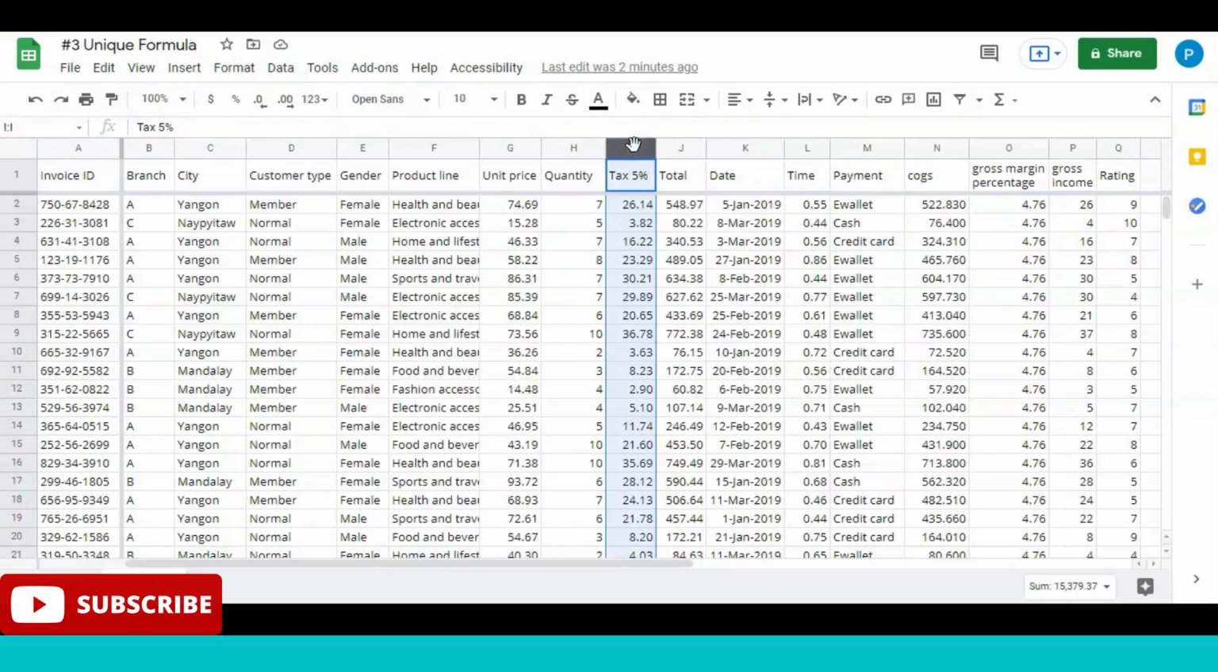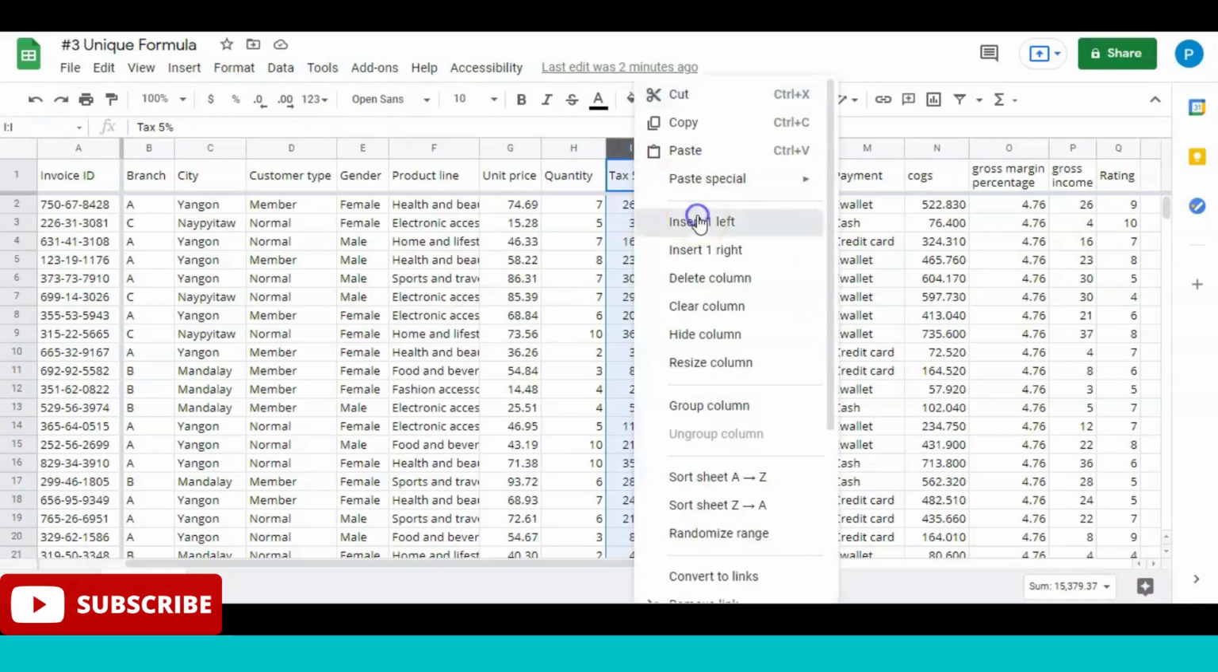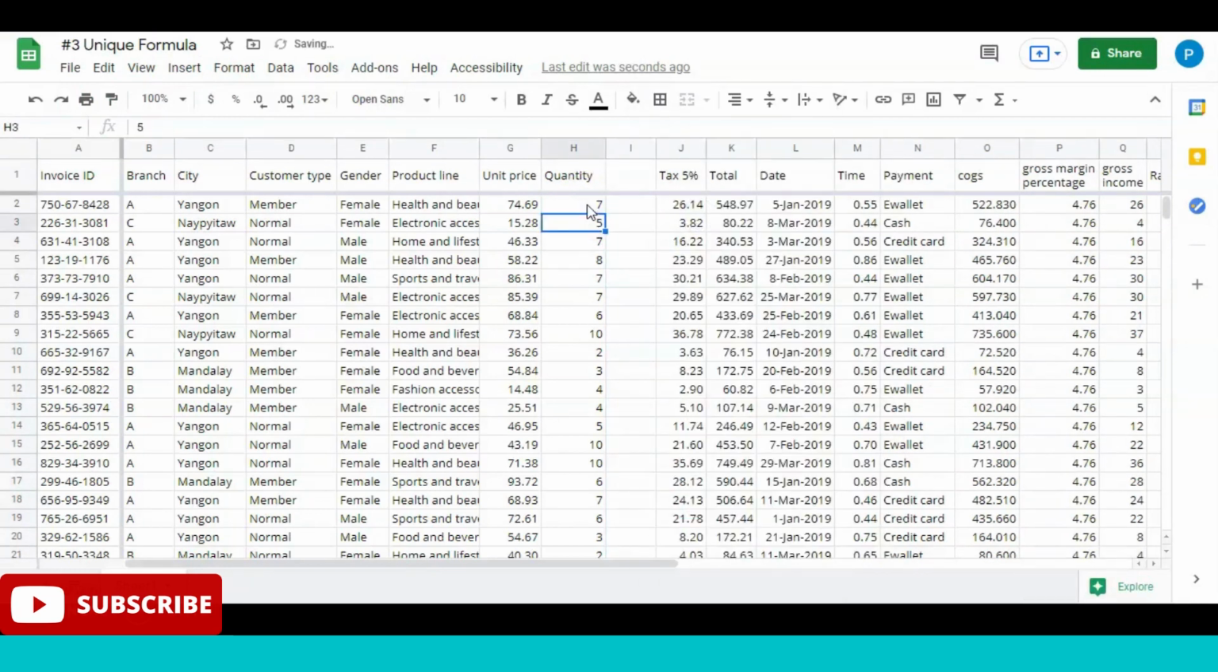First, let's try to understand what mode is. Mode will give you the maximum occurring value. For example, we have in quantity 7, 5, 7, 8, 7, 7. So if I consider these 6 values, H2 to H7, 7 is the value which comes repeatedly. So the mode for this data is 7. For this range, mode will be 7.